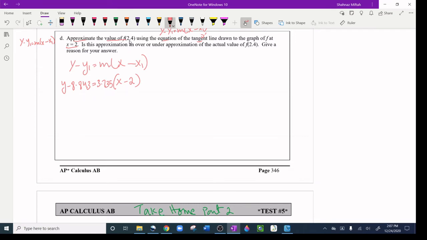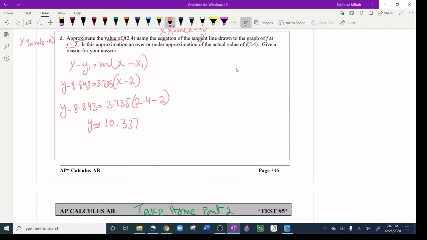Now I'm going to plug in that 2.4 for x. So I get y minus 8.843 equal 3.735, and then I got 2.4 minus 2 to get the exact approximation. When you solve this, I'm going to get y equal 10.337. So that's the approximation when you plug in 2.4. Now they said, is this approximation over or under the actual value? Give a reason for your answer.